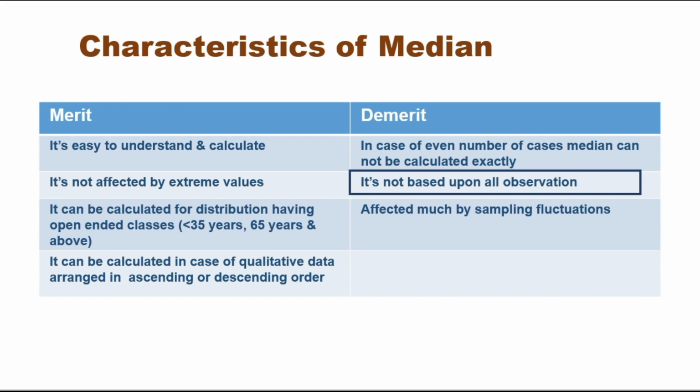Yes, so it is not based upon all the observations. We have to just look at the middle term after arranging the data in ascending order. Then it is affected much by sampling fluctuations. So just like mean is least affected by sampling fluctuations, median is much affected by sampling fluctuations.